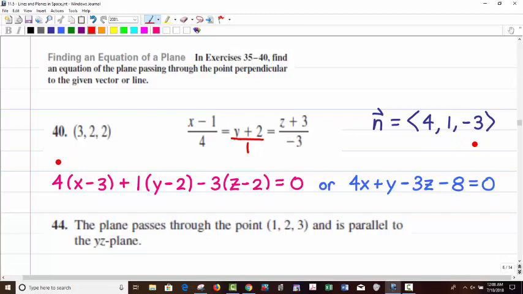And this one's not too bad. So there's 4, 1, -3. Here's your point, 3, 2, 2. So if it's in this form, if it's in standard form here in pink, we could stop right there. Or if we had to expand it out and distribute it, we can come up with this in general form if we needed to.